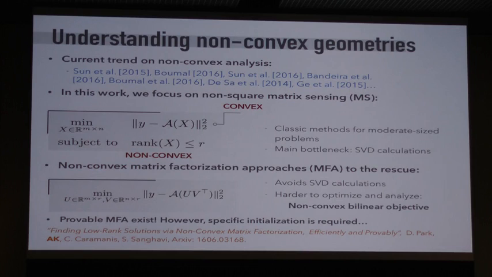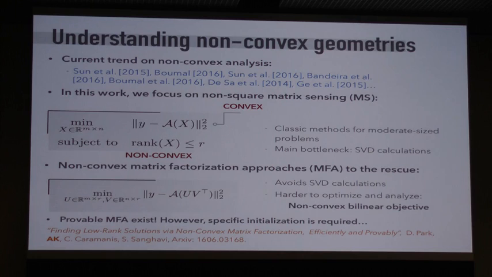Morning. I'm Anastasios, and in this brief talk, we will discuss understanding non-convex geometries. In particular, we focus on the case of matrix sensing, so we're interested in finding a low-rank solution from linear measurements by solving the rank-constrained problem. This has applications both in signal processing and machine learning, like phase retrieval, quantum state tomography, and recommendation systems. Of course, we have nice convex solutions to this problem, with nice theories and nice algorithms, but we usually have computational bottlenecks. So can we do something about it?